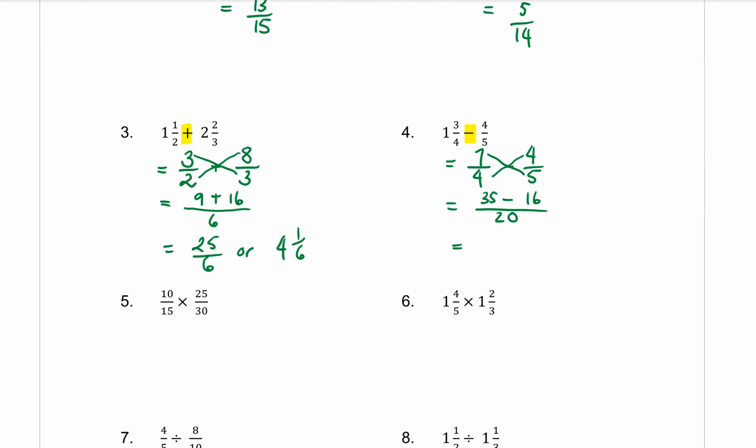35 minus 16 is... 35 minus 16. 19, thank you. Had a little mind blank there for a second. Over 20. Done.